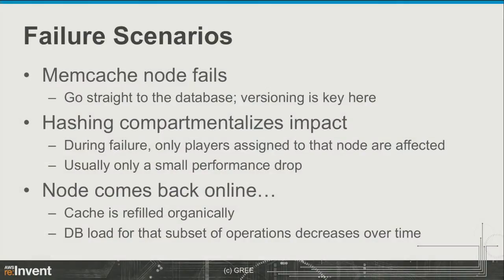So it's the cloud. It's elastic. Things do fail. We do have Memcache nodes that fail on occasion. And so what happens here is, because our application is sharding across many different Memcache nodes, if a particular node fails, we'll then send writes directly to the database.